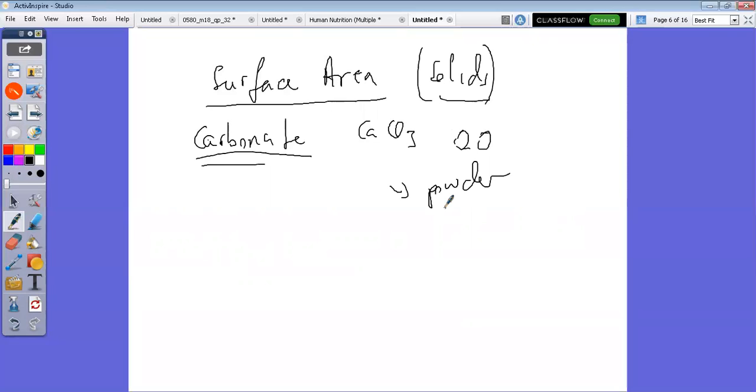How does it affect? Can someone explain to us? Why does it increase? I can't hear you. Increasing the surface area exposes more of its particles to attack. Yes, so it will increase your frequency of collisions.